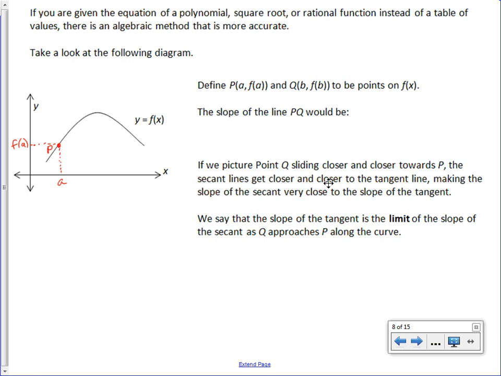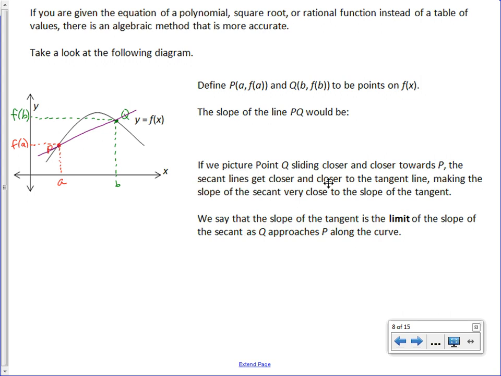Okay, so point P is over there, and then point Q we're going to put somewhere over here. It has an x coordinate of b and a y coordinate of f(b). And if I draw a secant that connects P and Q, there's my secant joining P and Q.